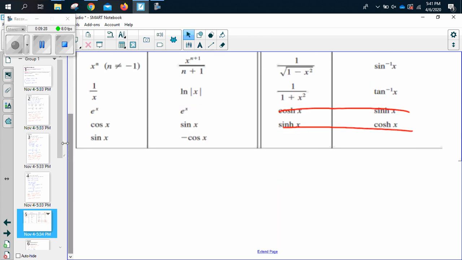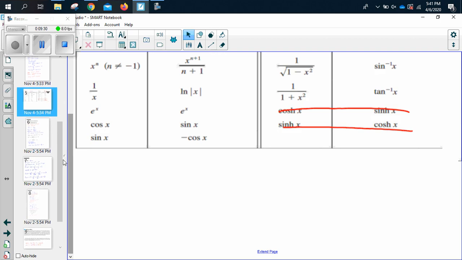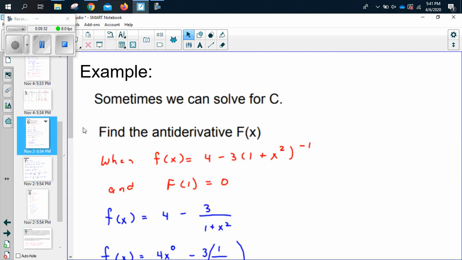So let's see where we are now. Probably another example. So sometimes we can solve for c, but we have to be given some information to do that. So we want to find the antiderivative f of x. We're given little f of x, and we're given this extra piece of information that big F of 1 is equal to 0. So that means the antiderivative evaluated at 1 is 0.